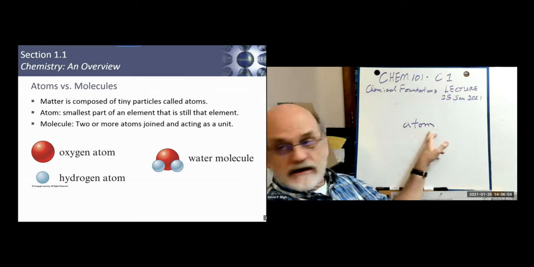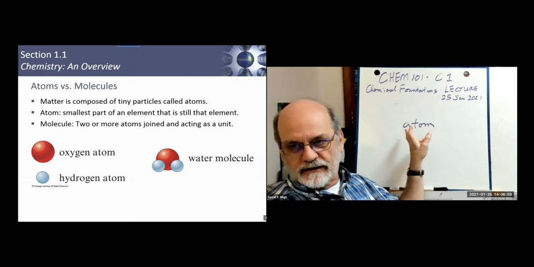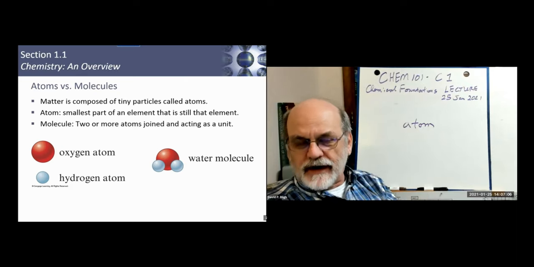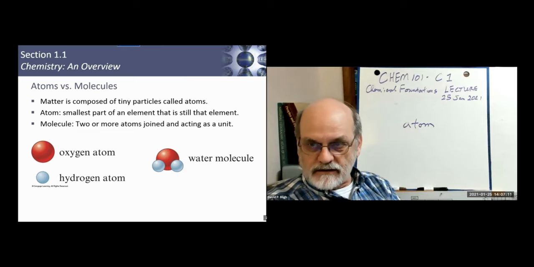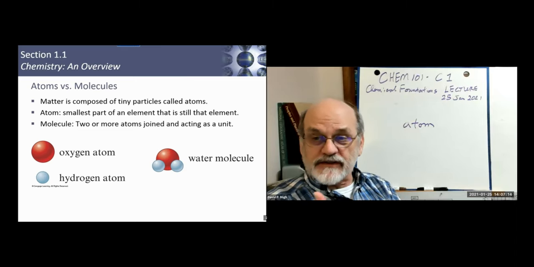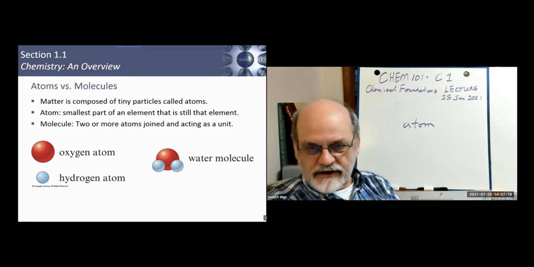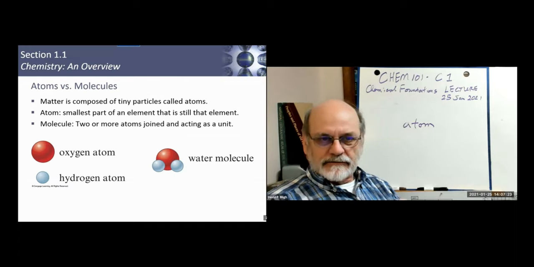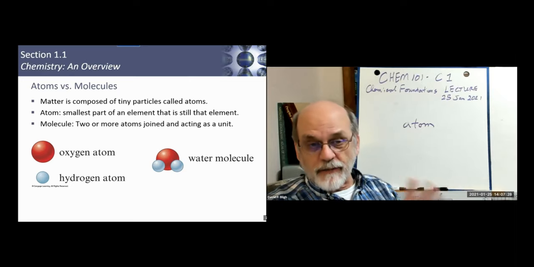The root word, T-O-M, comes from the Greek tomos, which means to cut. And A is the prefix that means not. So not cut is an atom. And what that means is that the atom is the smallest part of a substance that you can get and still retain the properties of that substance. And in fact, that substance is an element. So that's the smallest part that retains the properties of the element.